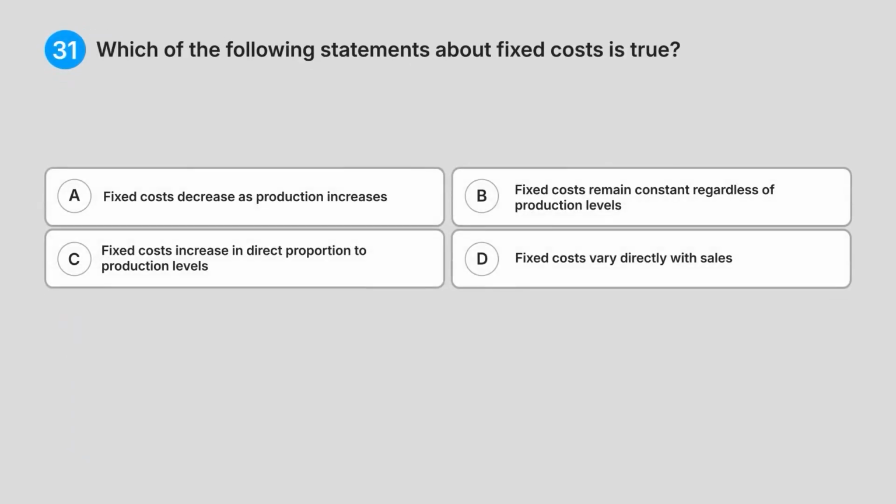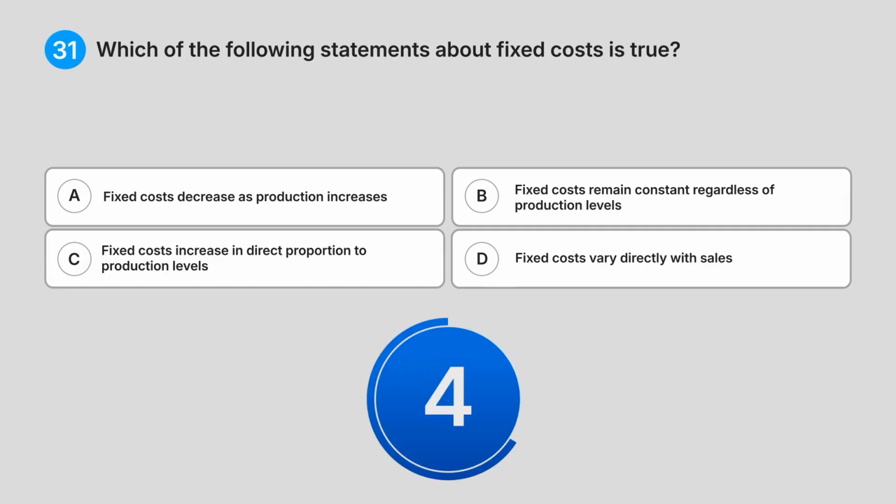31. Which of the following statements about fixed costs is true? A. Fixed costs decrease as production increases. B. Fixed costs remain constant regardless of production levels. C. Fixed costs increase in direct proportion to production levels. D. Fixed costs vary directly with sales. What do you think is the answer?